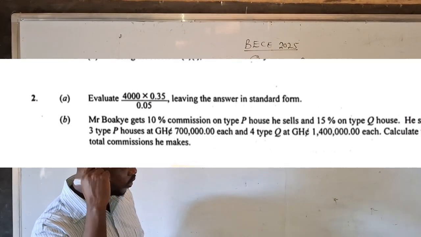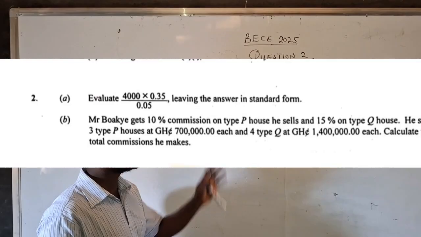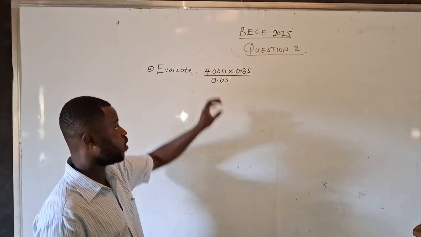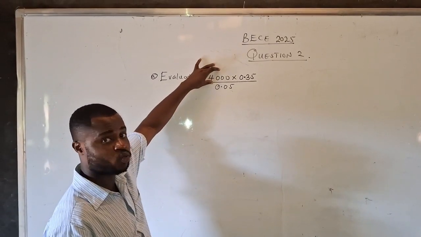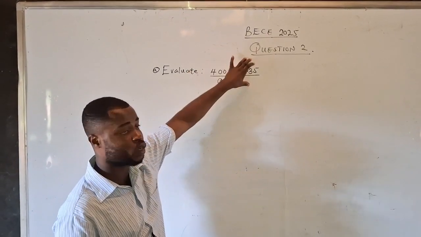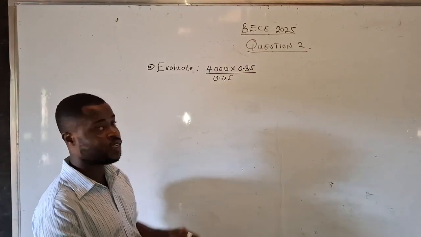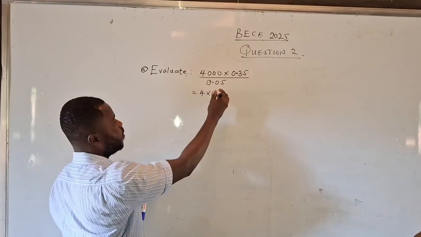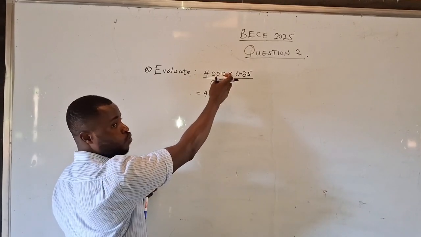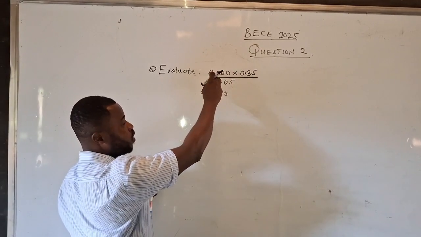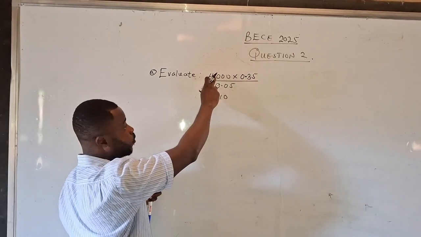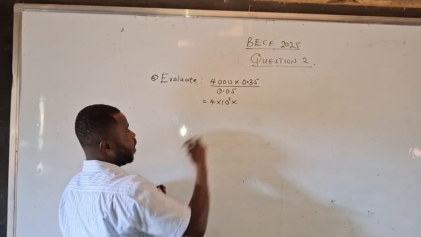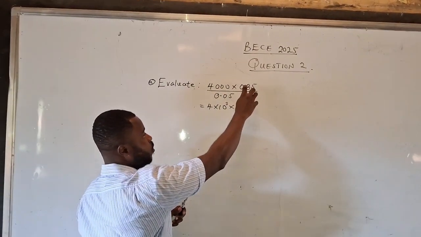This is a standard form question, and to solve a standard form question, we change all the numbers to whole numbers in standard form. So the 4,000 here will give us 4 times 10. We move how many times? We've written the 4, so with the 4 like this, 1, 2, 3. The power is going to be positive 3.